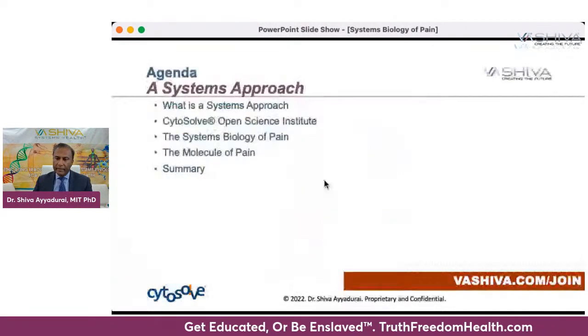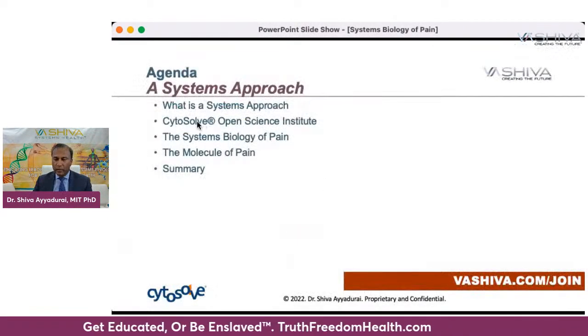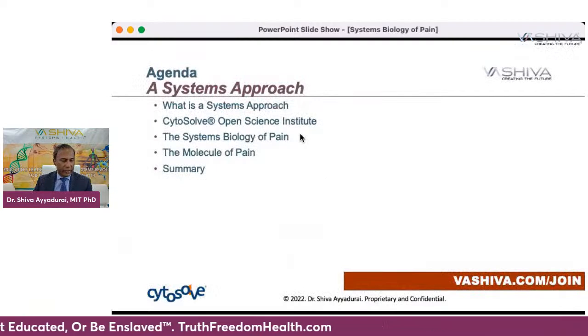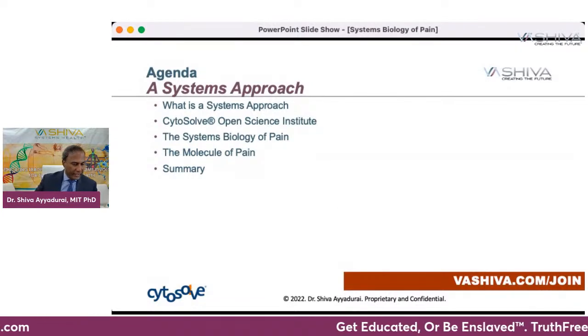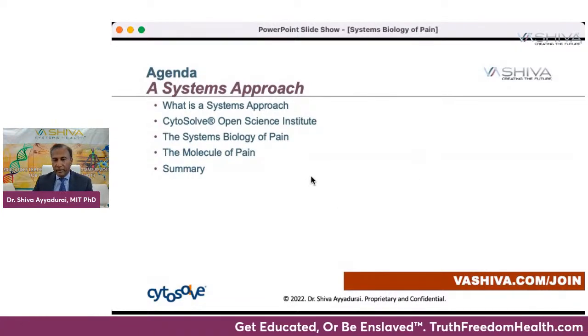So one of the things here is we're going to take, first of all, we're going to talk about what is the systems approach. You're going to understand what is the Cytosolve Open Science Institute. Then we're going to go into the systems biology of pain, and then we're going to go into the summary.